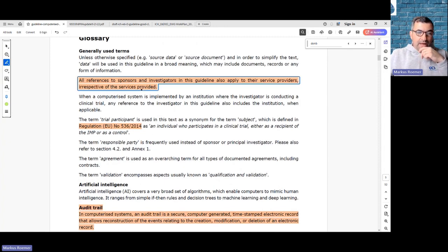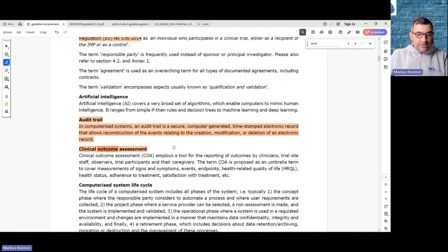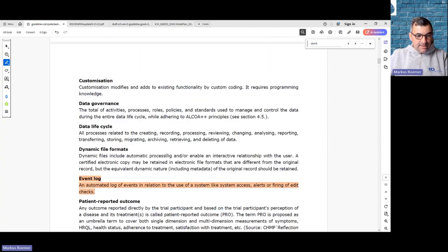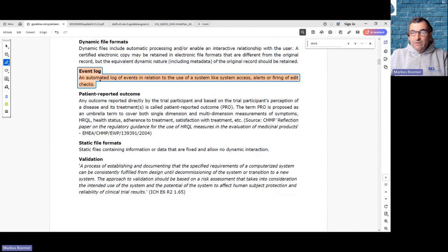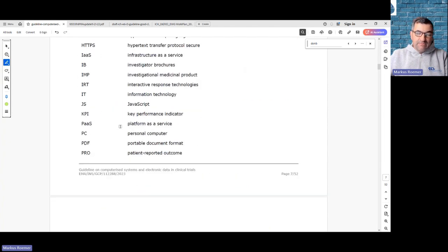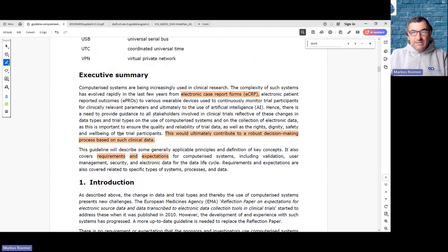You see here I highlighted some things. It's based on the European regulation 536, the clinical trial regulation, with definitions of audit trails and clinical outcome assessments. Also quite nice: not calling everything an audit trail, it's also an event log. I'm just going through that document. It has 52 pages, focusing on electronic case report forms, but also on electronic patient reported outcomes, for example. This would ultimately contribute to a robust decision-making process based on such clinical data, underlining the importance of the data.